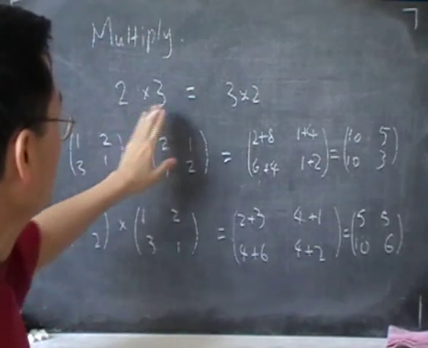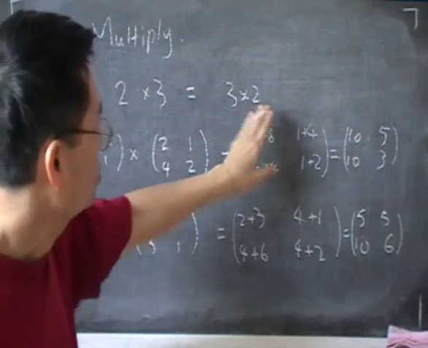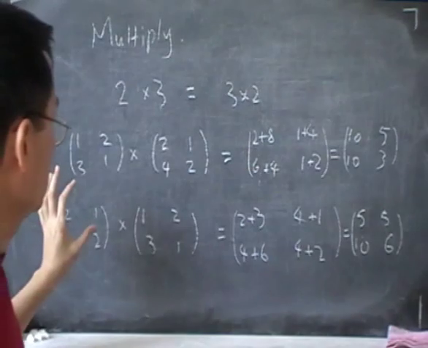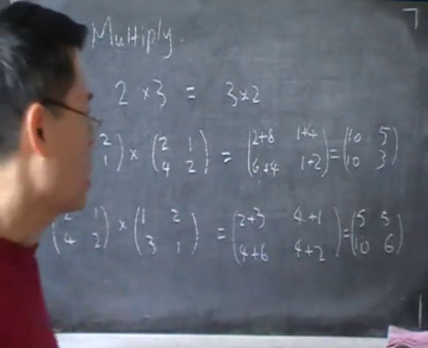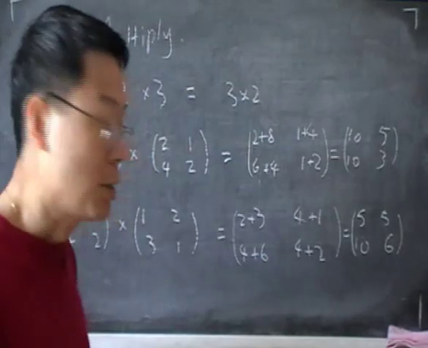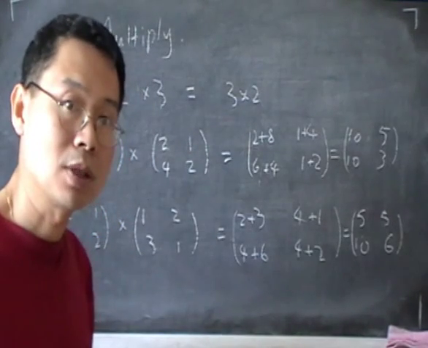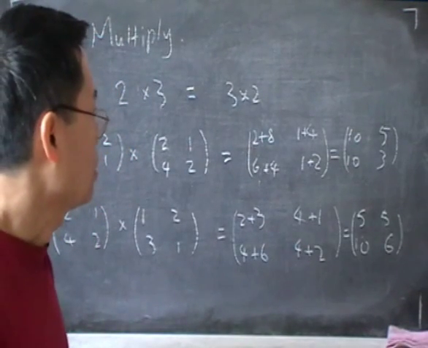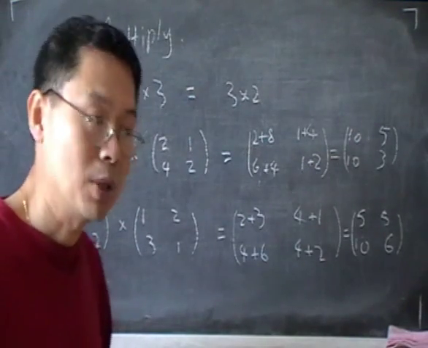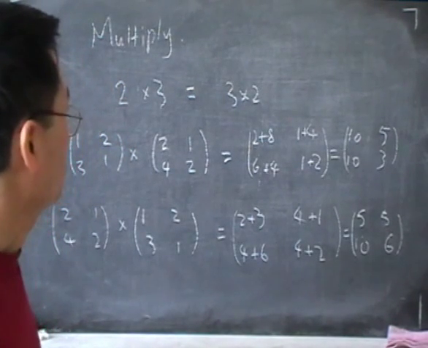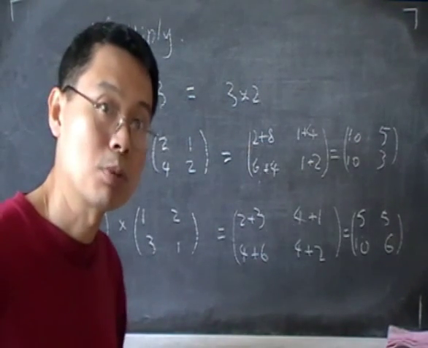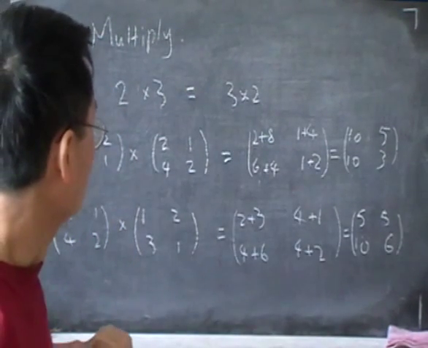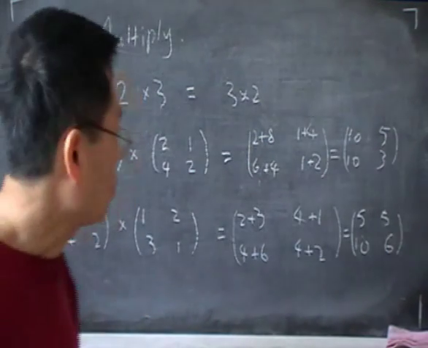Alright, for numbers, we don't care about the orders. 2 times 3, 3 times 2, they are the same. But for matrices, the ordering is important, and if you change the order, you could get a different answer. Now, you might not always get a different answer. In some cases, they might be the same, but quite often they are different. It depends on what the matrix is. But we just have to assume that they are probably different, and we cannot think that it is okay to change the order of the multiplication.